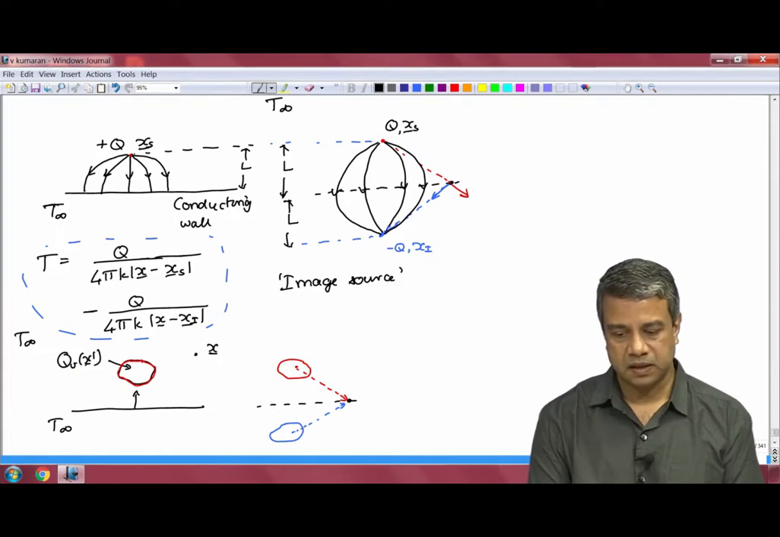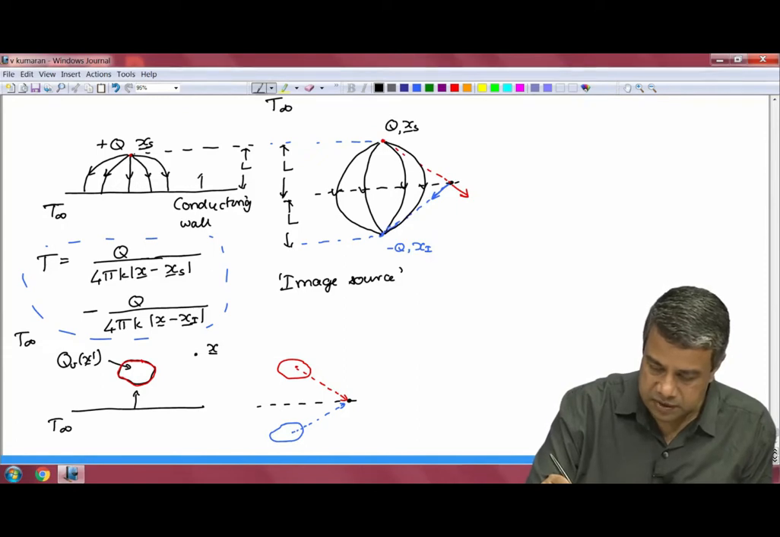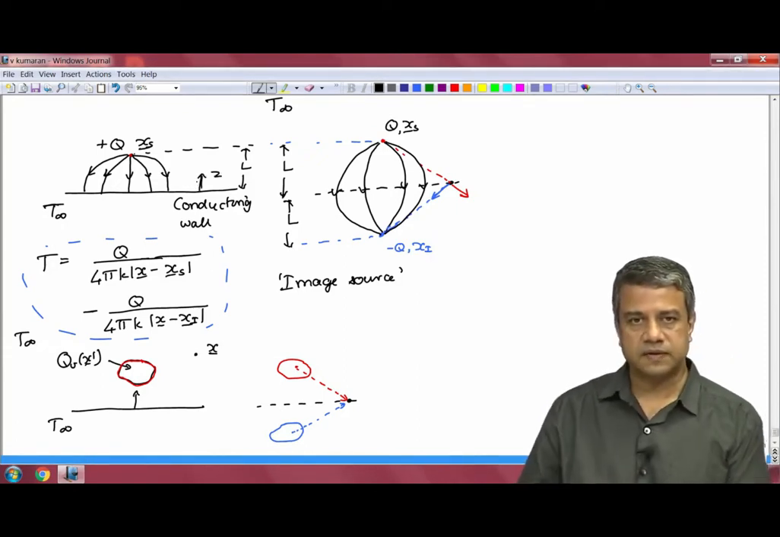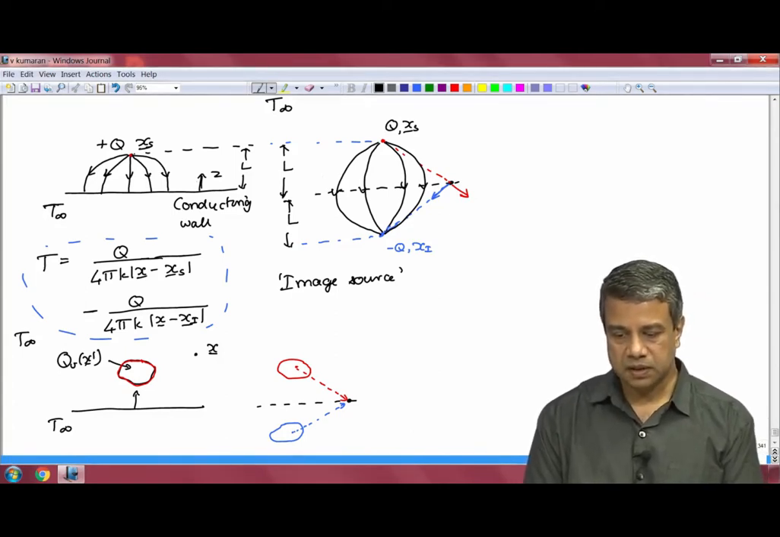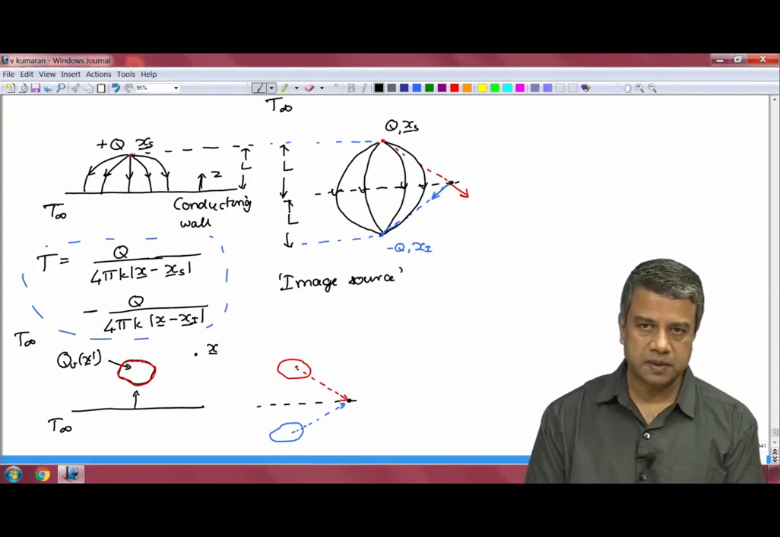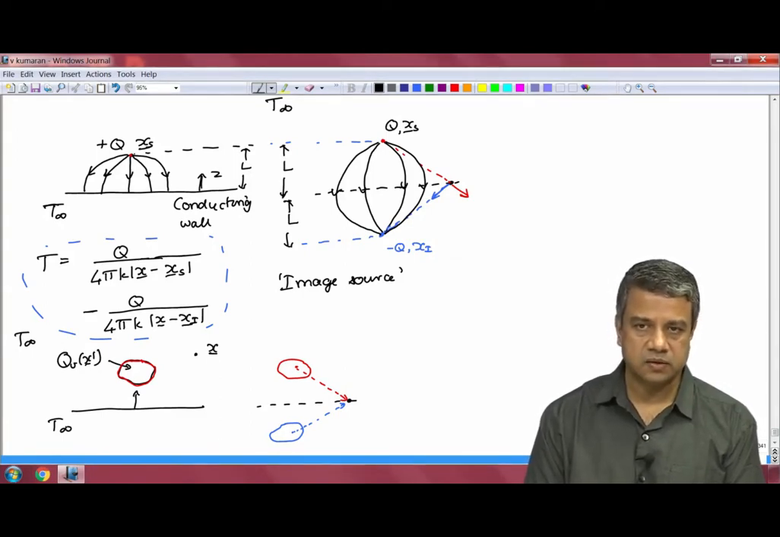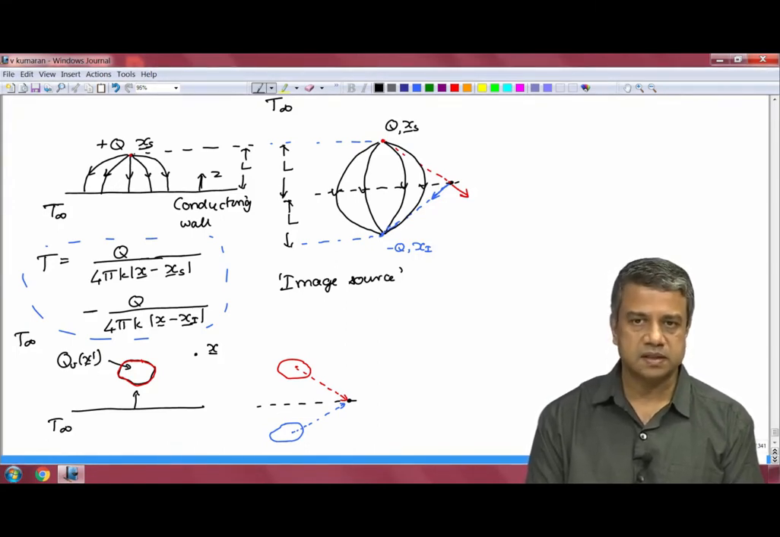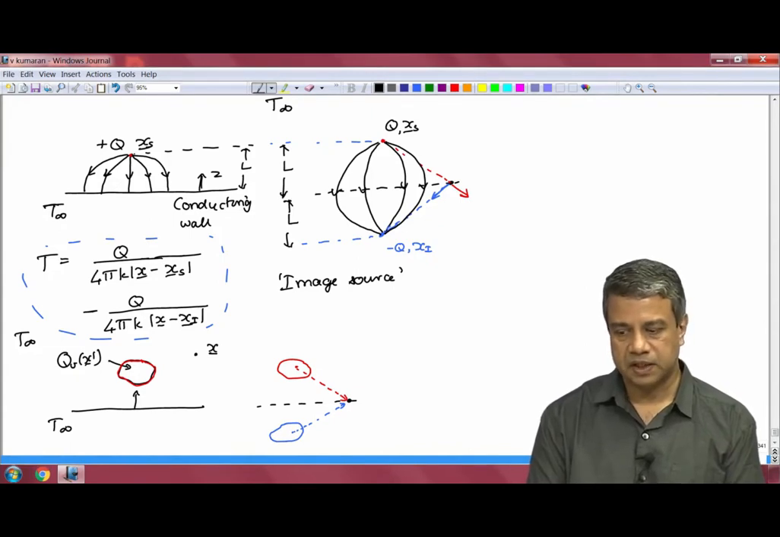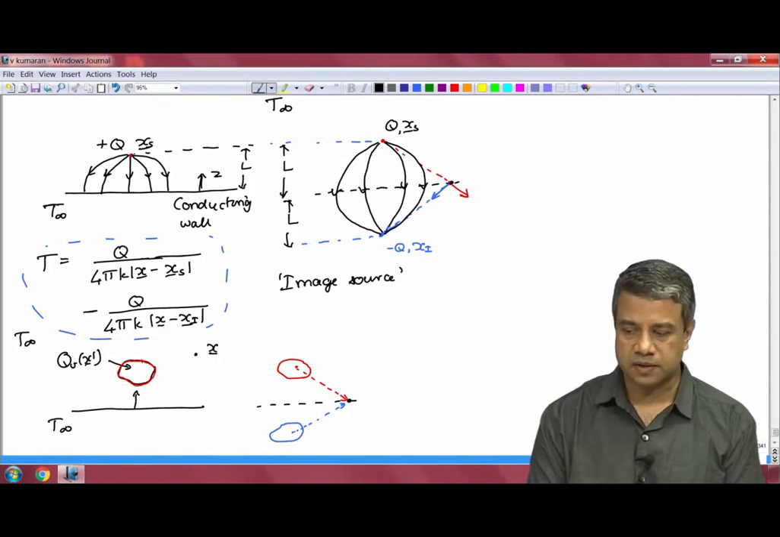The physical domain is of course only the domain for positive z. So, that is the physical domain. There is a wall at z is equal to 0. The effect of this wall on the temperature field can be represented by removing the wall and adding a source minus q, or a sink q, at a distance L below the surface, of equal strength, that is of equal amount of heat generated per unit time.